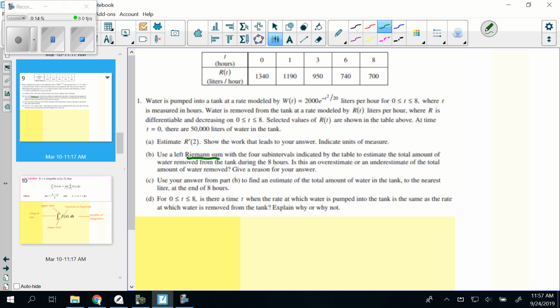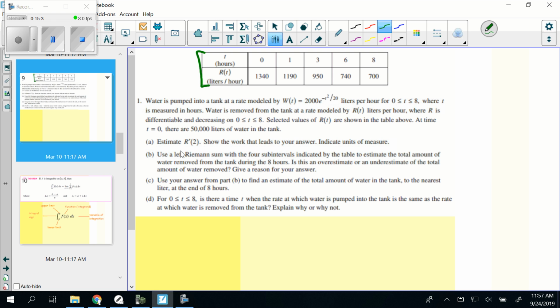R is decreasing on this. So here this table is showing you this function R where the water is being removed from the tank at this rate, from time equals 0 all the way up to time equals 8. There's 5,000 liters of water in the tank at time equals 0. Estimate the derivative of R at 2. Show the work that leads to your answer. Okay, so the derivative of R here, remember, is the rate of change. So they want to know what's the rate of change in this water leaving the tank at 2.